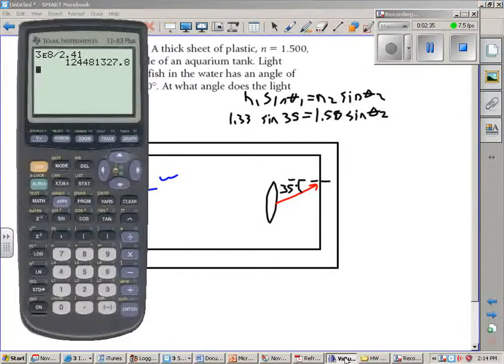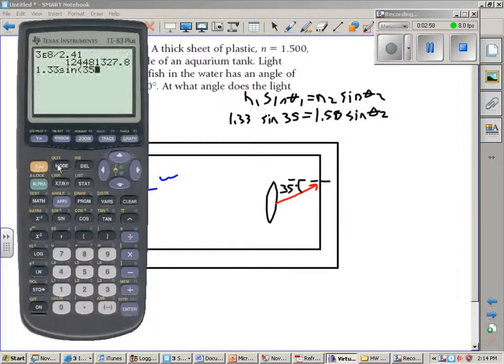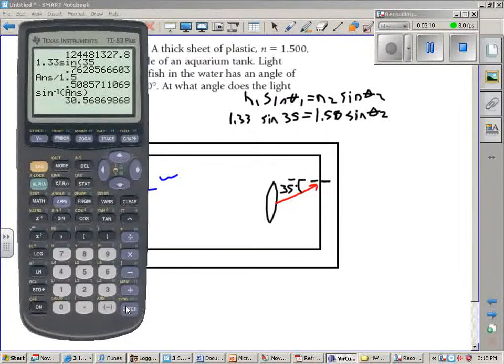So we take 1.33 times the sine of 35. I want to make sure I'm in degree mode. I'm not. That's good. I got it. I'll divide by 1.5. Then I'll take the inverse sine of that. And I get 30.6. So this is theta 2.